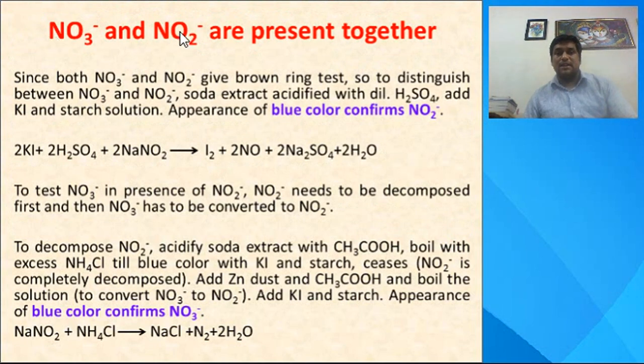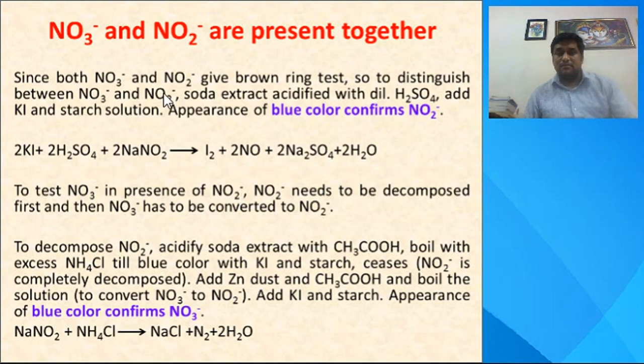If nitrate and nitrite are both present together, then how to test? Since both nitrate and nitrite respond to the brown ring test, the brown ring test is not going to serve the purpose of identifying both nitrate and nitrite. So how to do this? We will employ a different test here.